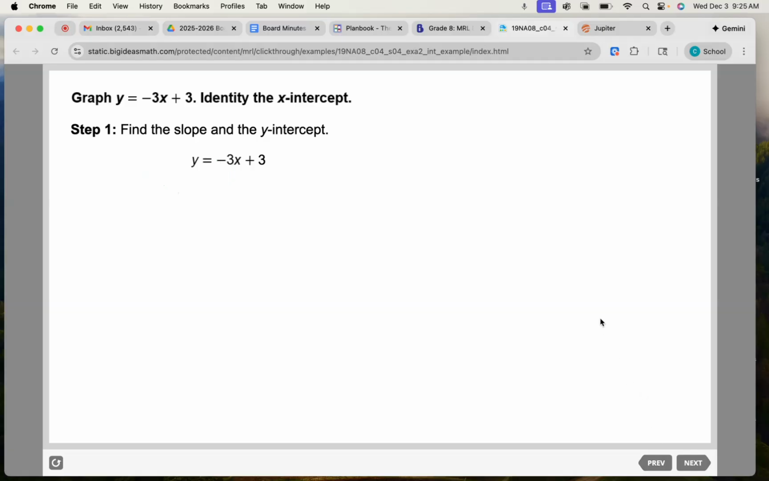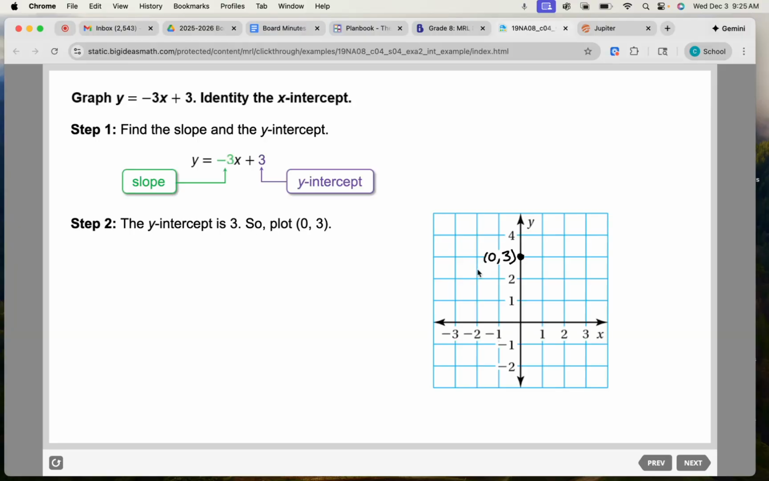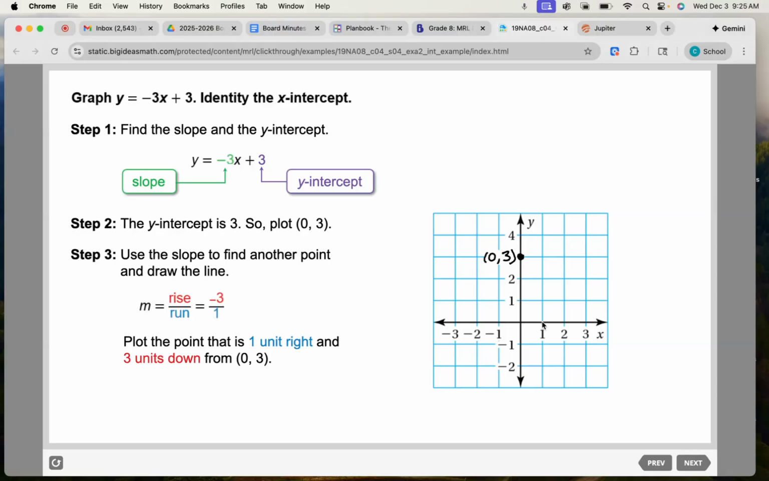All right, so what's the slope? Negative 3. The x is not part of it. What's the y-intercept? 3. So on your graph, we would put our first dot at the y-intercept on the y-axis. So go up to 3 and put a dot. Now my slope is what? So I'm going to go which direction? It's negative, so down. From the y-intercept, I'm going to count down 1, 2, 3, and to the right 1.